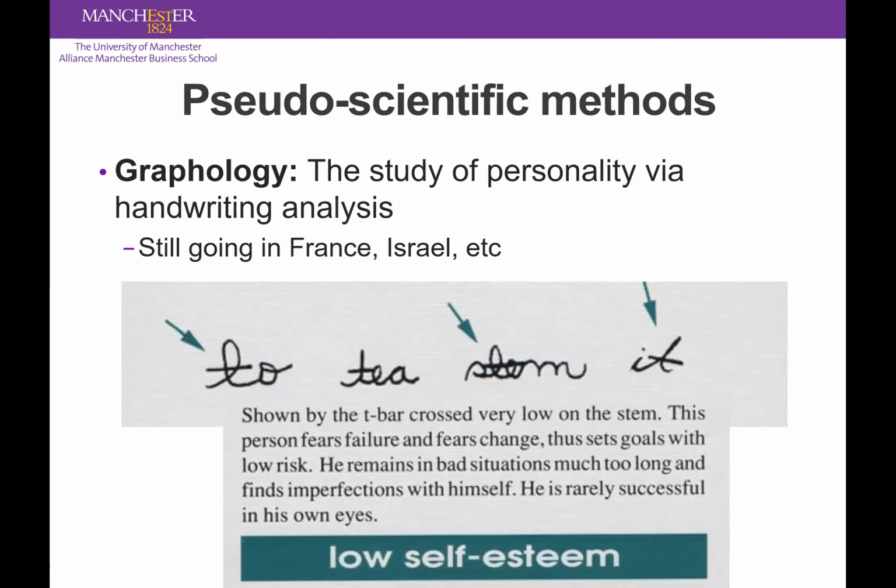As shown in this example, experts interpret the handwriting as showing that the person fears failure and fears change, and sets goals with lower risk. They will also interpret that this person remained in a bad situation too long, finds imperfection with himself, and is rarely successful in his own eyes. In conclusion, experts conclude that this person is low in self-esteem.